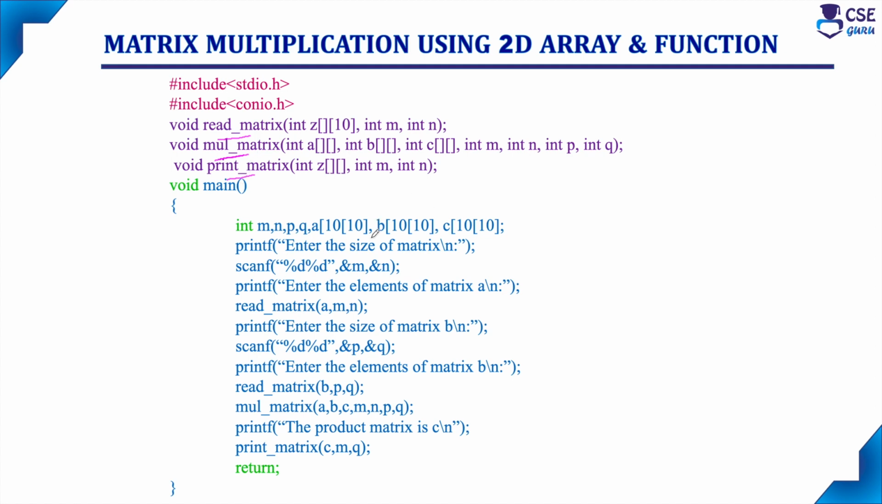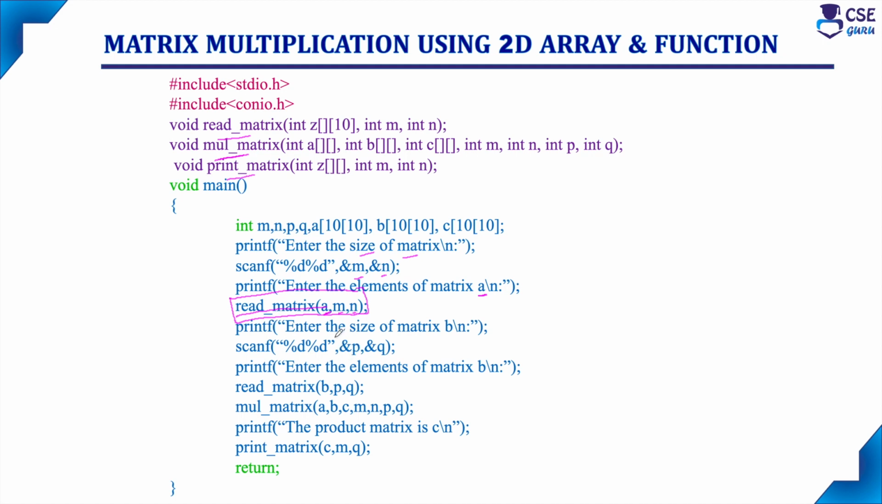Here we have to enter the size of the matrix, so the sizes m and n. M is the row size and n is the column size. Next, enter the elements of matrix A. For that we have to use the user-defined function, read matrix. With the help of read matrix, we need to pass the array, that is the input values for the array A, and the row size and column size of array A.